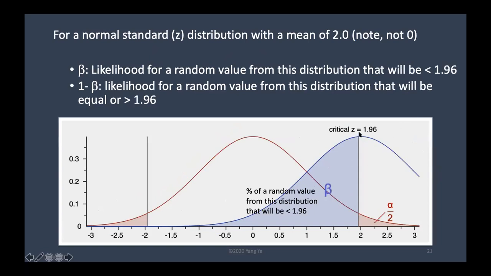So note that even for a z distribution with a mean of 2.0, there's a likelihood that we draw a random value from this z distribution. There will be beta likelihood that we get a value that's smaller than 1.96. That's beta. Okay? 1 minus beta means that if we draw a random value, there's 1 minus beta likelihood that we got a random value that is higher than 1.96, even if we know that we have a z distribution around 2, mean of 2.